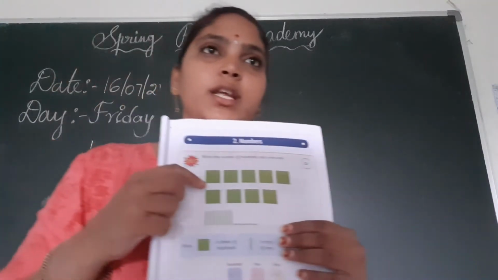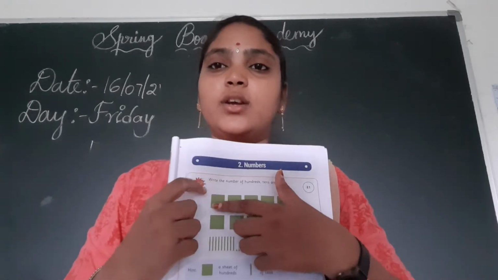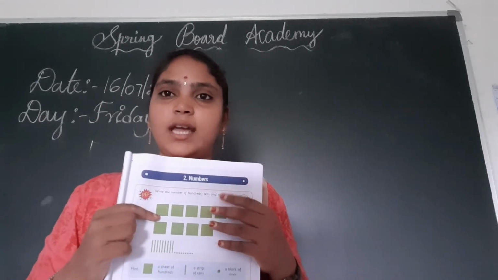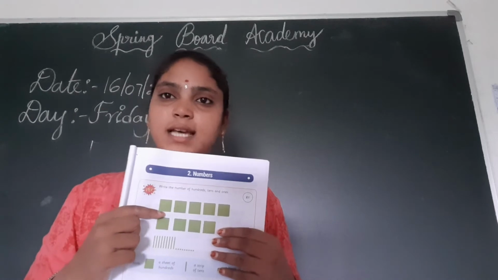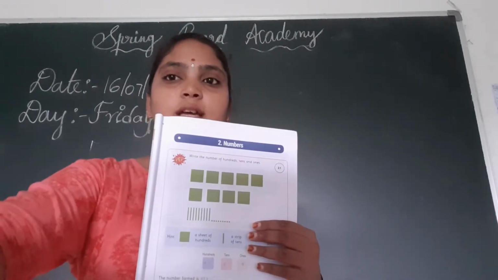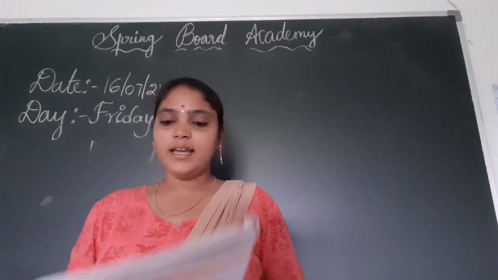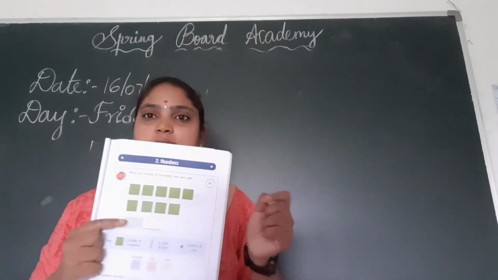Yes children, we already know that. This is a sheet. Okay, what is this? Sheet. Each sheet has 100 blocks. So we can say that a sheet is 100, and a strip is tens and single blocks are 1.